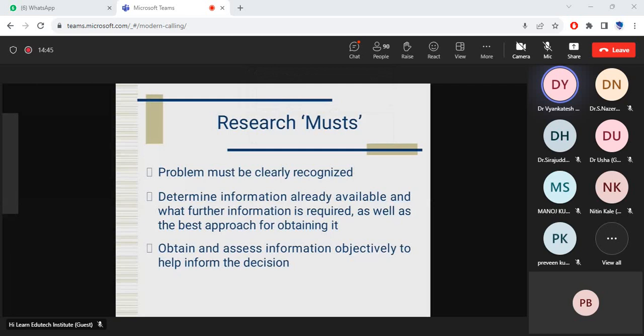Secondly, to obtain and assess information objectively, to help form informed decisions. So basically, what are the objectives we are going to deal with there?